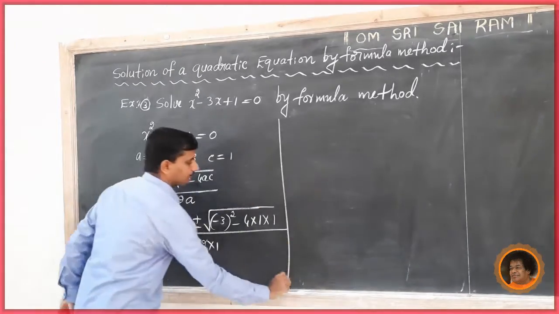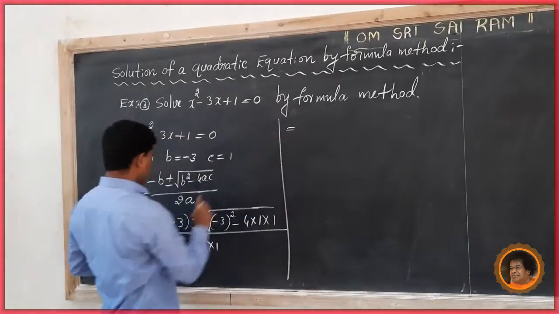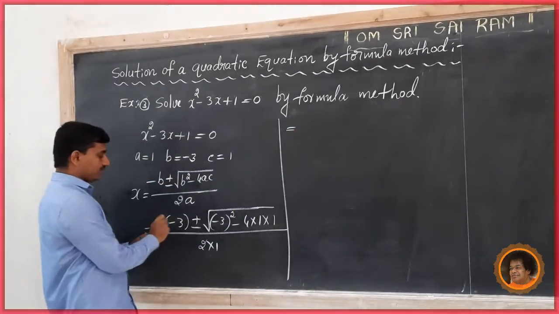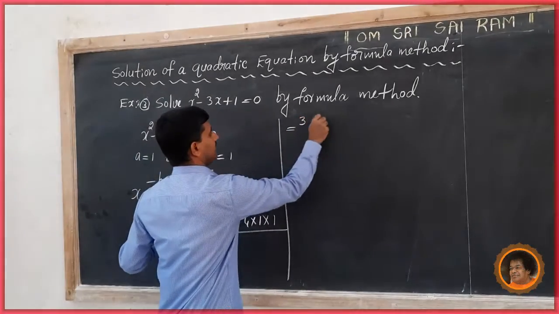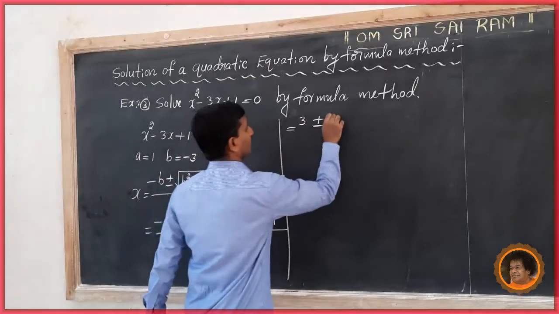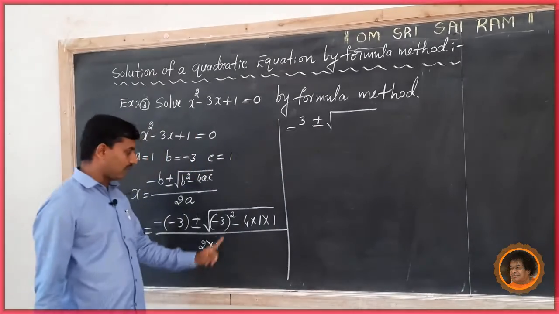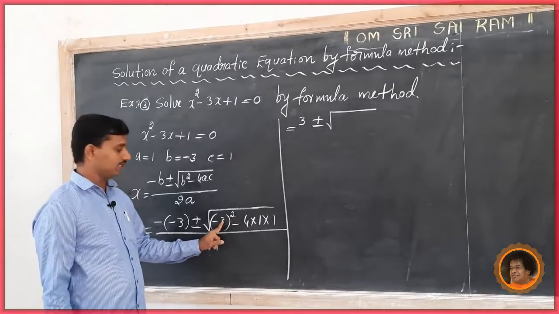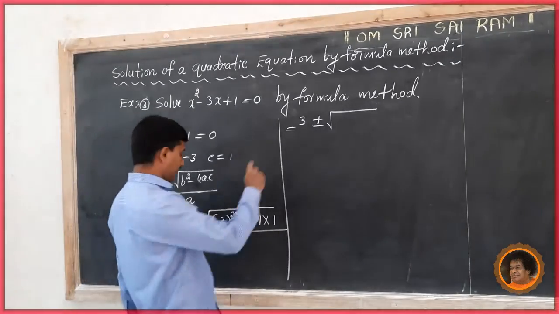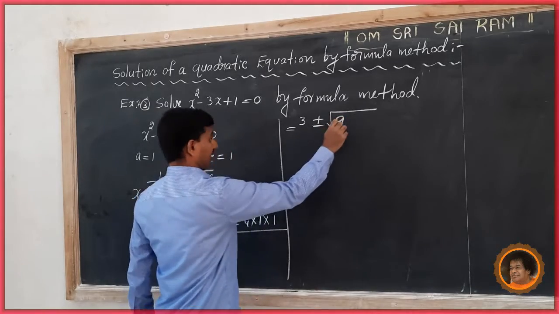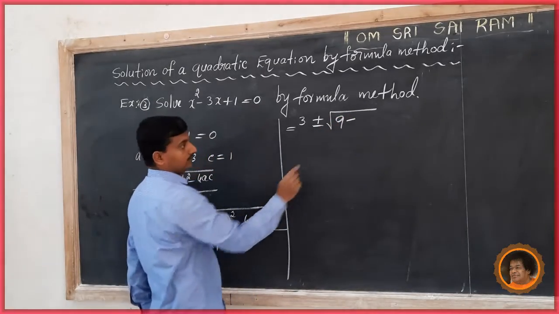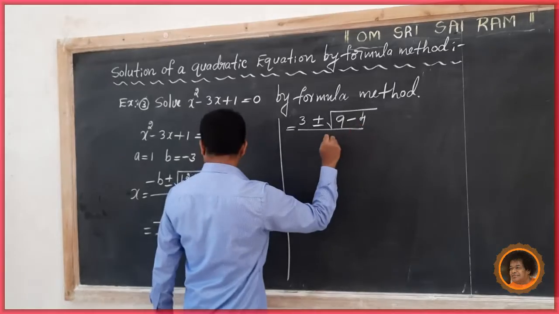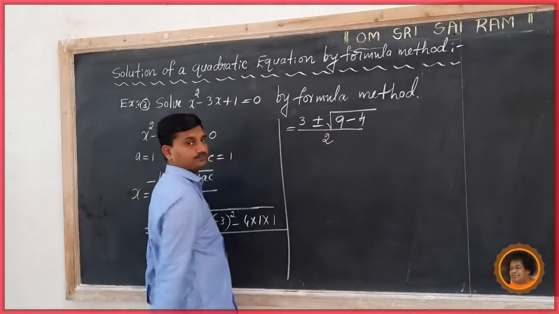Now simplify. Minus into minus gives plus 3, plus or minus square root of minus 3 whole square. What is the meaning? Minus 3 into minus 3. Minus into minus is plus, 3 into 3 is 9. Then the sign is minus 4 into 1, 4, divided by 2 into 1, 2.